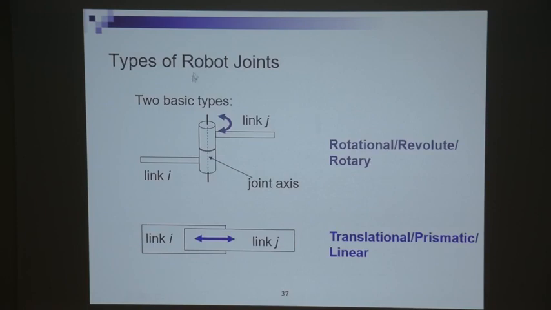So when we continue with the robot joints, the two basic types we talk about are the rotational as well as the translational. The rotational is also known as the revolute or rotary joint. So this is a link, this is another link, and you have a joint axis that connects them. So this is a rotational joint. Instead of calling it a rotational joint, I may call it a revolute joint. They all refer to the same thing. And then a translational joint will typically be represented in this manner. You have link 1 and link 2. The direction of motion will only be in these directions. So if you look at these rotational joints, you can see that they are essentially one dimension.